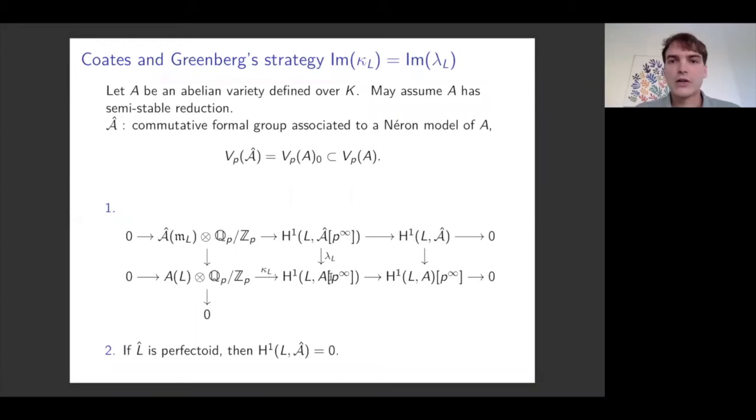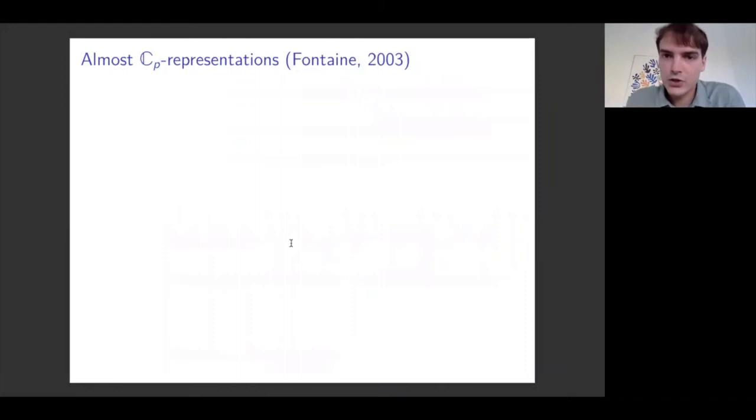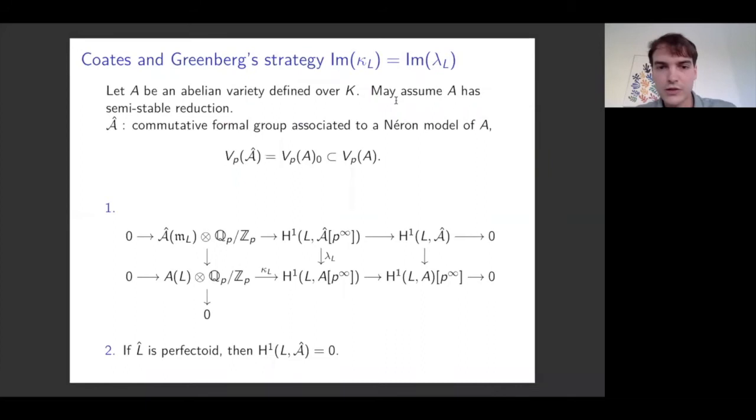And so we would like to do something similar. And of course, the first question is, what are the analogs of A and A hat for a general p-adic representation? Well, fortunately for us, this was done by Fontaine quite some time ago. It's part of his theory of almost C_p representations, published in 2003. And again, we want to get this analog of A and the commutative formal group to have such a diagram, the first point of the strategy.